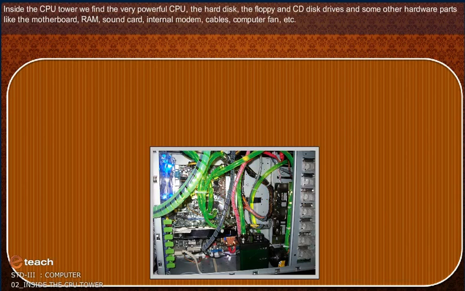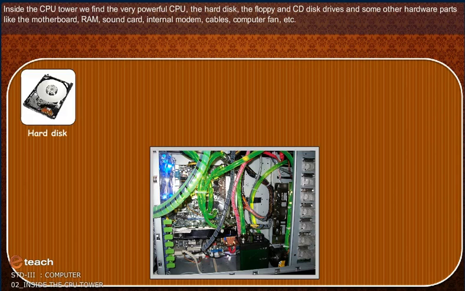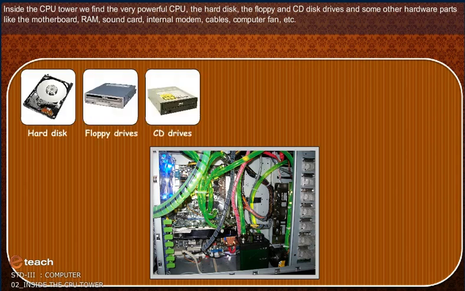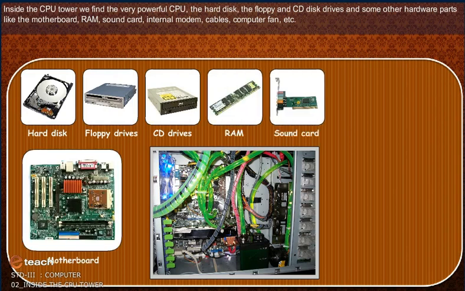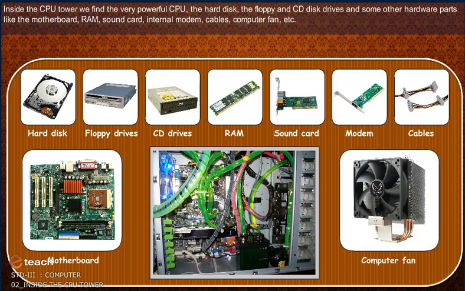Inside the CPU tower, we find the very powerful CPU, the hard disk, floppy and CD disk drives, and some other hardware parts like the motherboard, RAM, sound card, internal modem, cables, computer fan, etc.